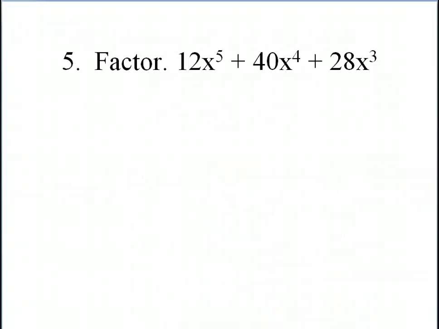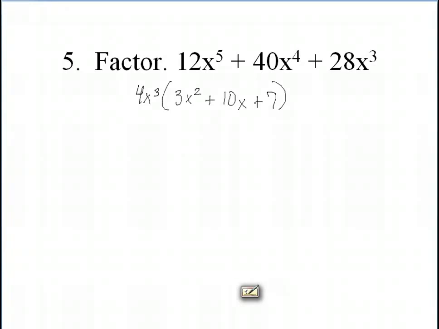All right, this problem incorporates a few things that we just reviewed. First, we can factor out a greatest common factor. In this case, 4 goes into each term, and so does x cubed. So 4x cubed is the GCF. We factor that out. That would leave us with 3x squared plus 10x plus 7. In this case, the leading coefficient of the trinomial inside the parentheses is greater than 1, so we can use that trick that we just learned.